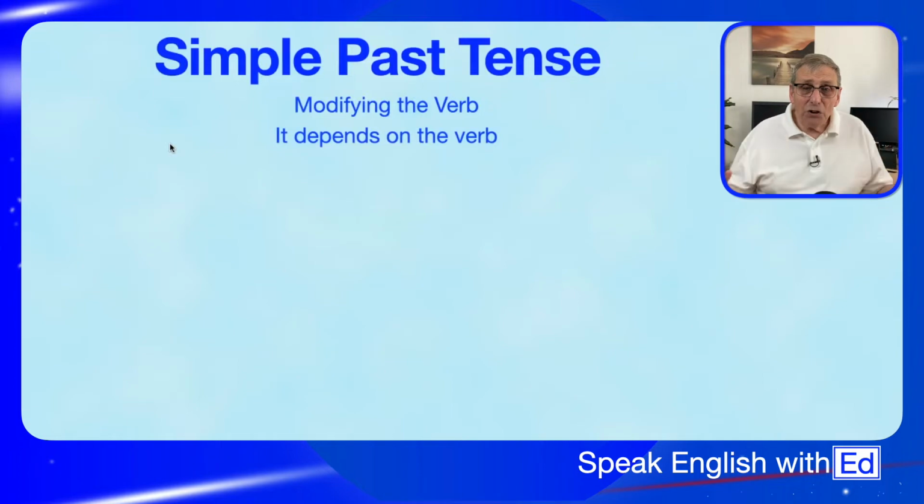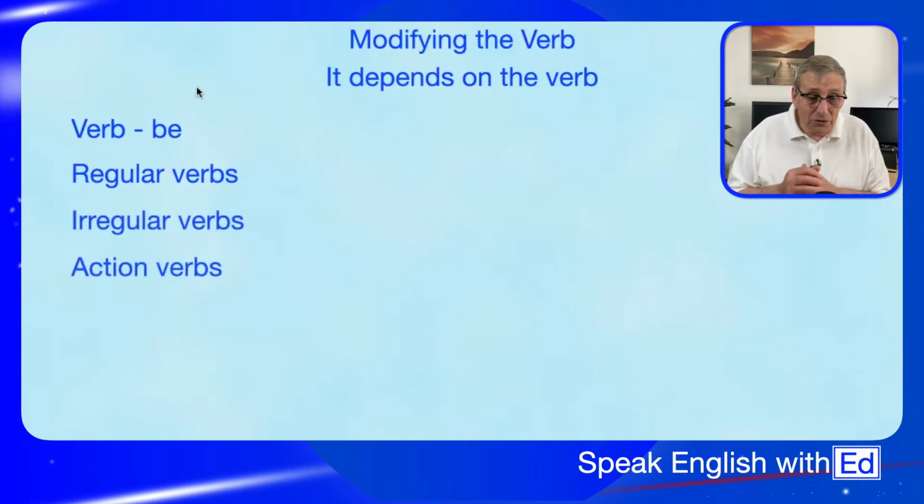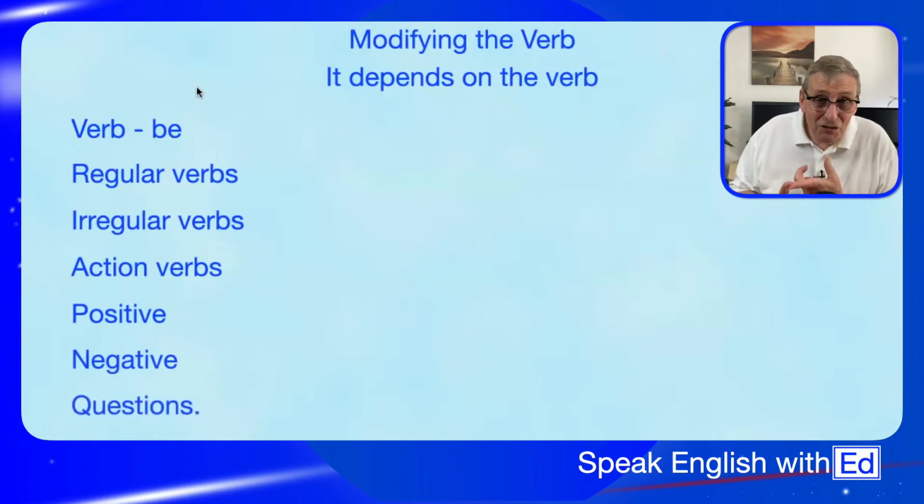Now, how do you modify a verb? Well, it all depends on the verb itself. There's lots of different types of verbs, and it all depends on which one it is that you're talking about. So there's the verb to be. We all know about the verb to be. We've all had the experience of the verb to be.